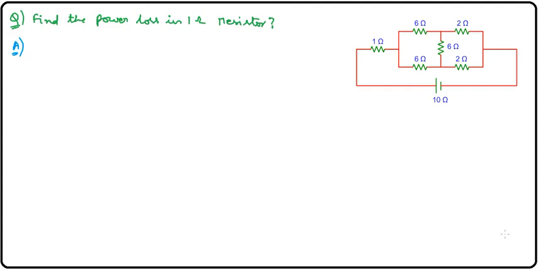Hi friends, this is a very good problem based on star delta and delta to star connection. In this problem we need to find out how to get the answer. So let's see what the problem is. Find the power loss in the 1 ohm resistor. This is the 1 ohm resistor here. So how do we find the power loss in the 1 ohm resistor?